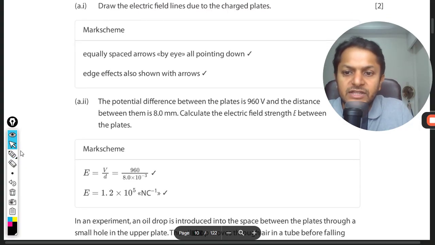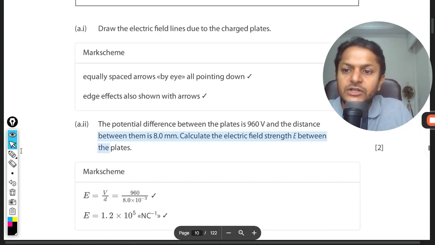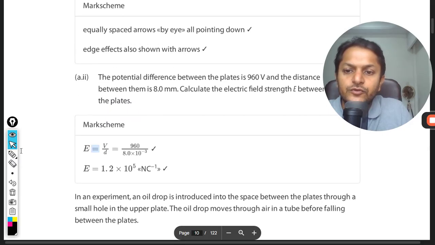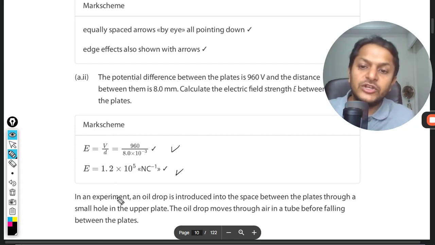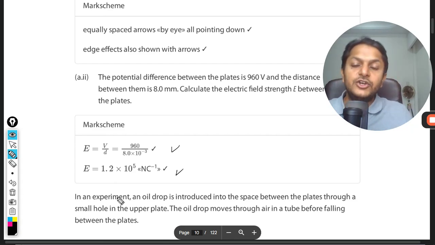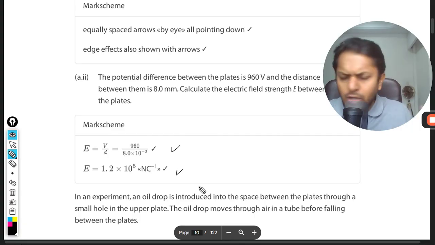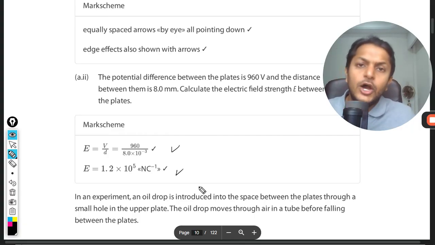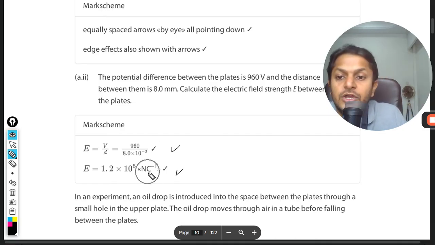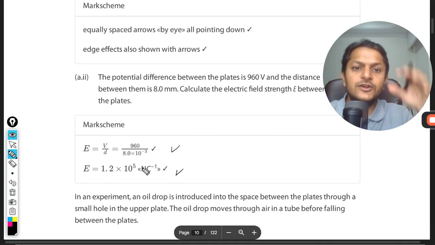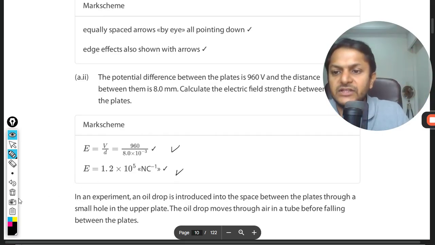So let us see what they have done in the mark scheme. Absolutely the same thing. E is equal to V by d, and the V value and d value are given there. So you are getting the answer, which is 1.2 × 10^5 newton per coulomb is the unit. Always you have to write the units with that. Only numeric values are not good, so you have to give the unit also. So this is the electric field intensity or the electric field strength between the plates.